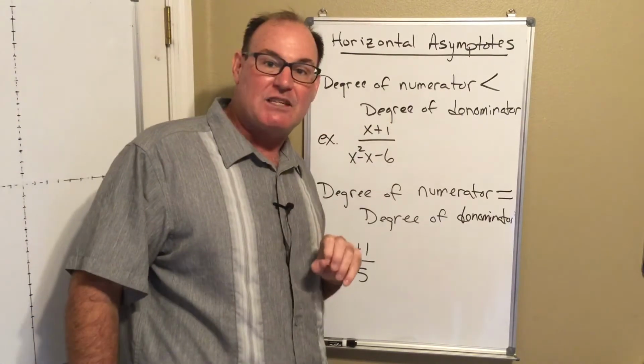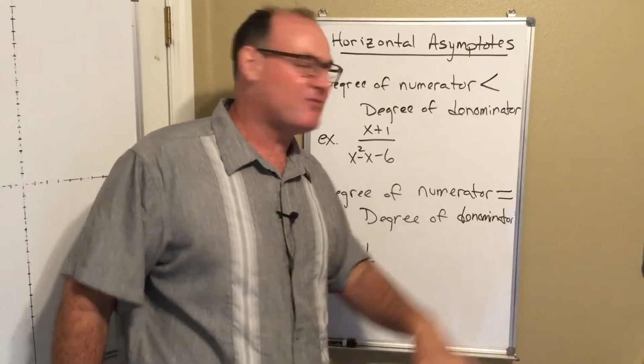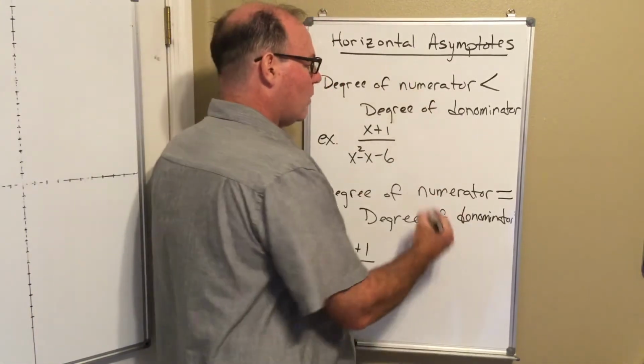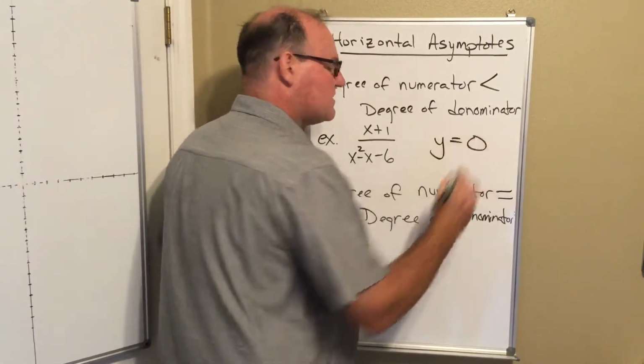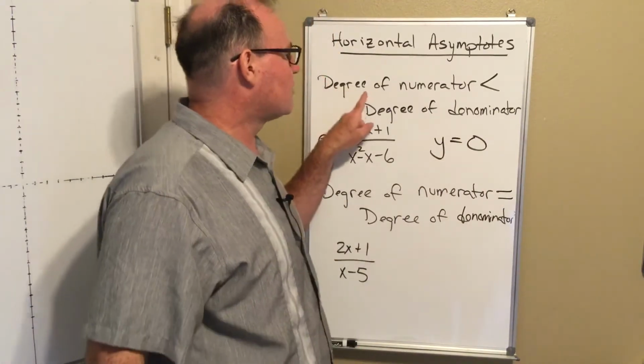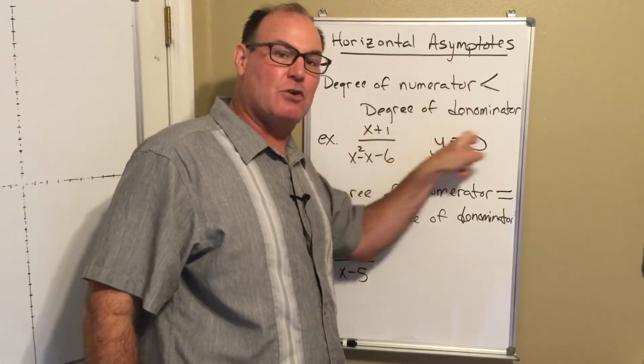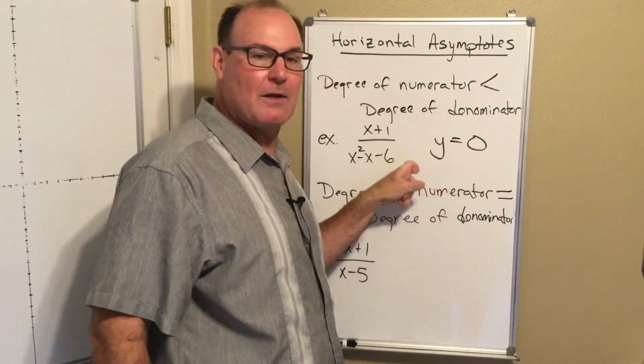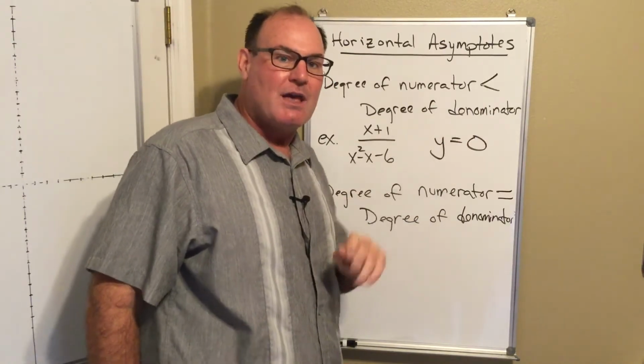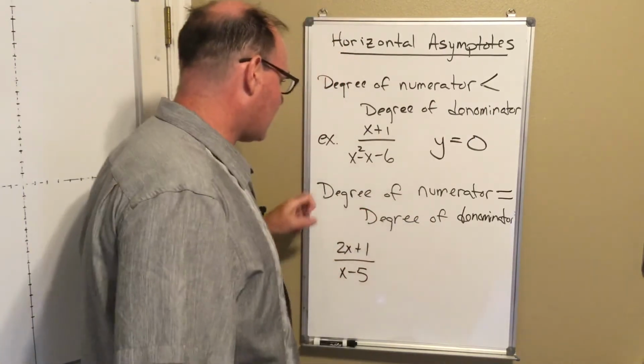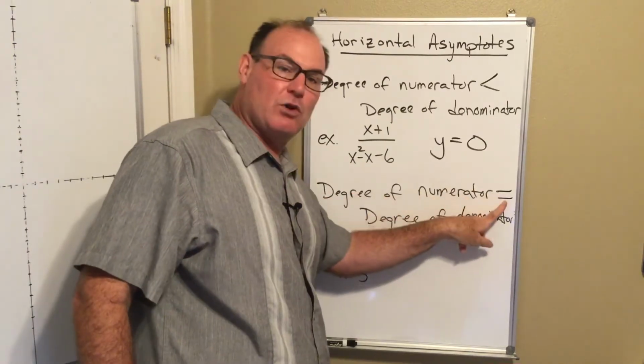When you have that situation, then it is very straightforward. The horizontal asymptote will always be y equals 0. Okay? So anytime the degree of the numerator is less than the degree of the denominator, the horizontal asymptote is y equals 0. The other situation that you might encounter is the degree of the numerator equals the degree of the denominator.